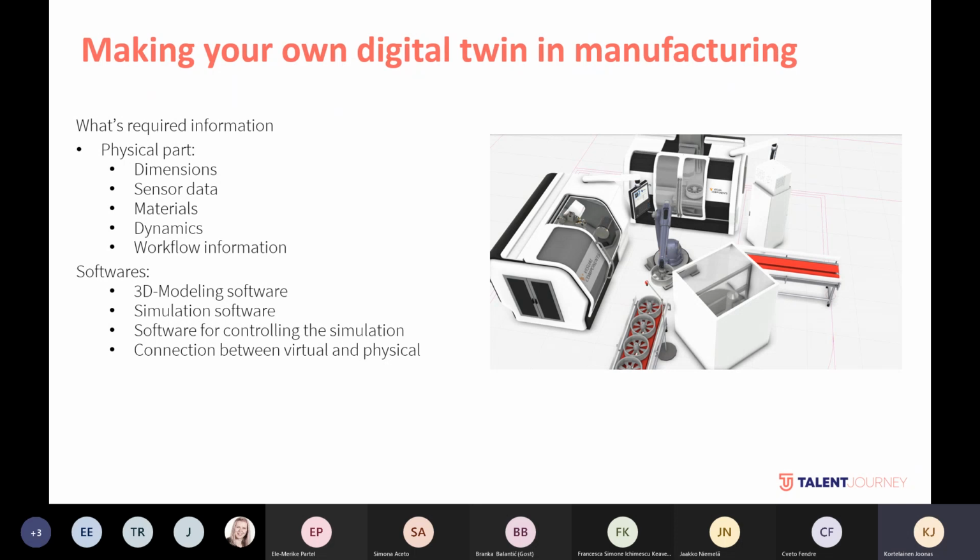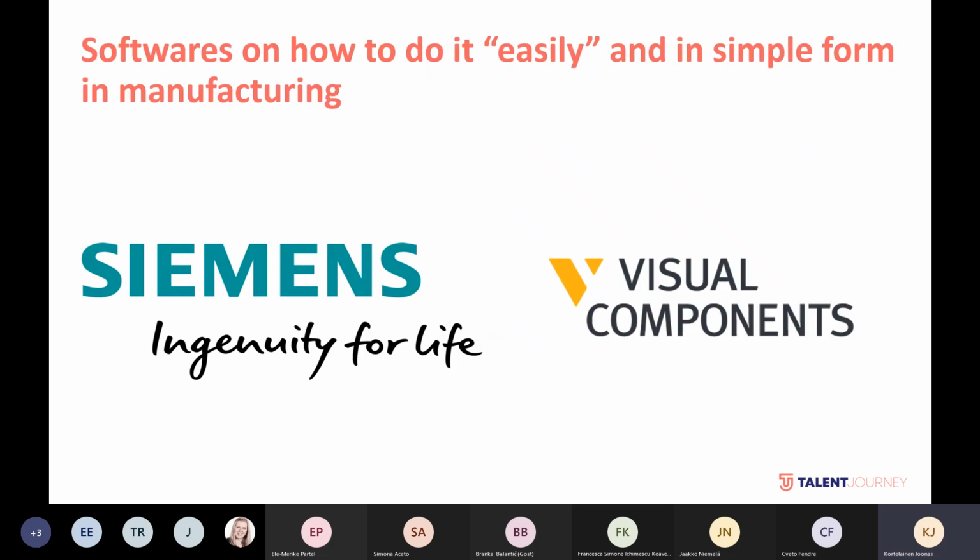And if we check again, what are the softwares on how to do it so-called easily and in simple form in manufacturing? What about the software that you can really make your digital twin or digital shadow or digital model? For digital models, the visual components isn't the right way to go. But for example, SolidWorks, Siemens NX or Autodesk, their softwares are good for that.